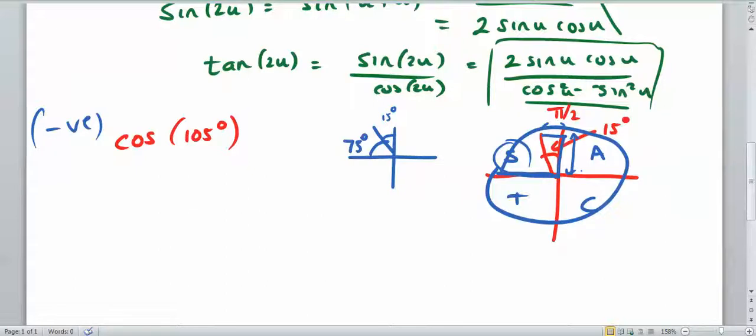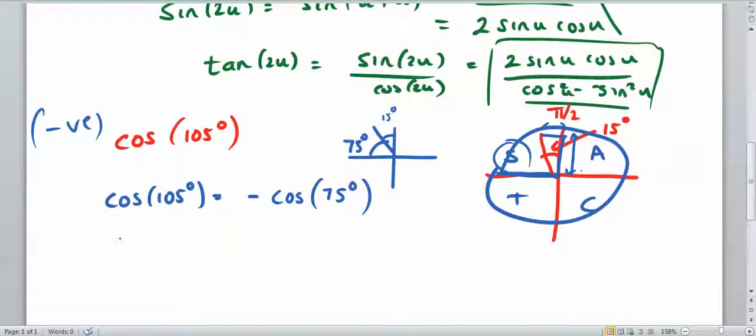Now let's go ahead and find cos of 105. It is equal to, well, we know that it's going to be negative in that quadrant, so that's going to be the same as the negative value of cos of 75 degrees. Okay, so that's the first step. Now let's go ahead and work out what this cos of 75 degrees is.